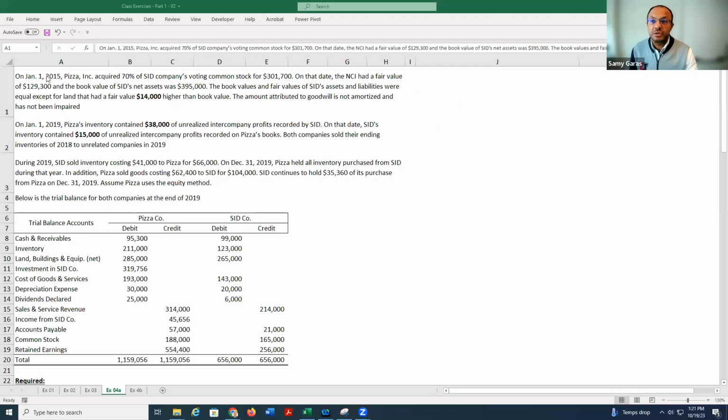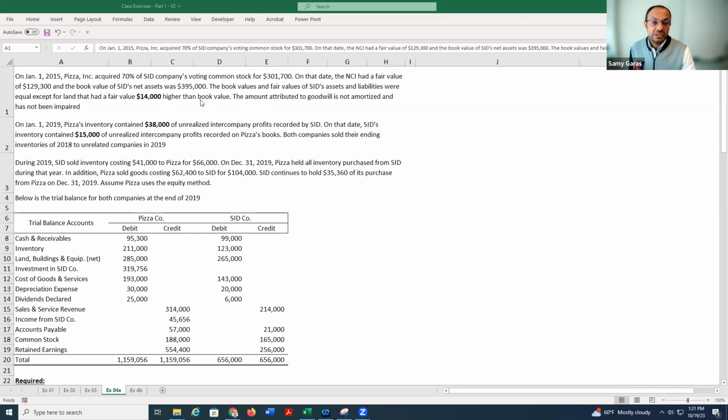So here you will see in 2015, a transaction happened where the parent company acquired 70% of the subsidiary company, and the parent paid $301,700. On the same day of the acquisition, the NCI had a fair value of $129,000. And the book value of the net assets for the subsidiary company was $395,000. So it seems there is a difference between the fair value and the book value here, and the fair value is higher than the book value.